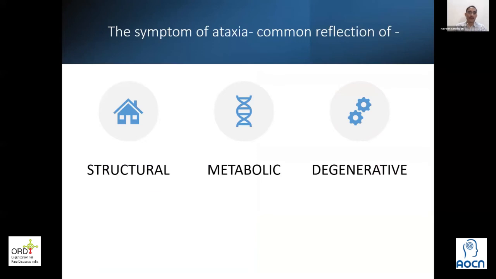So basically, ataxia is a common reflection of various structural injuries to the brain. It can be a genetic or metabolic cause, or it could be a degenerative condition. We had the talk on NCL, and NCL is also a cause of degenerative ataxia.